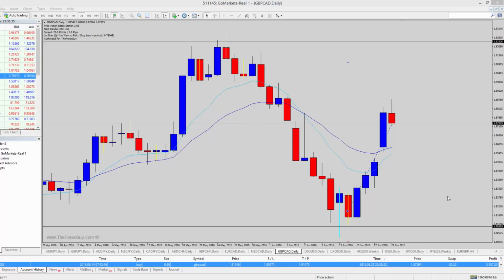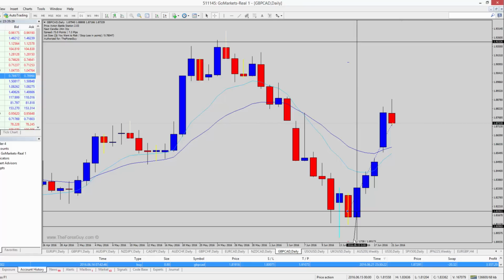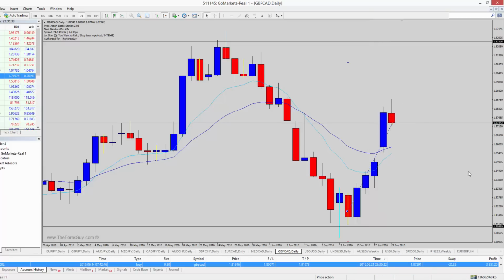It did move a fair way. This did require quite a large stop. We've got a 170 pip stop there. At the peak of it, this did move 700 pips, but I got out at 550 there. So yeah, this is the trade.